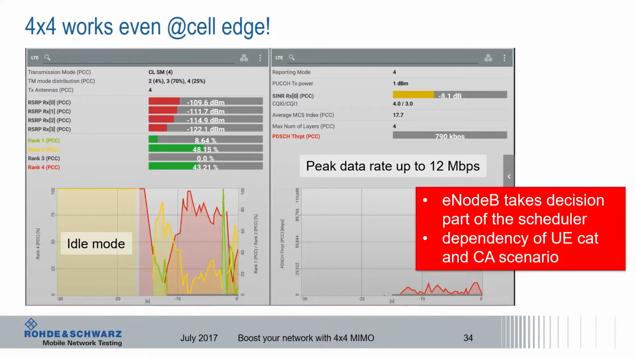Of course, why do we measure a 4x4 at the cell edge? At the end of the day, the base station takes a decision with its scheduler. So it tells the mobile, the UE, which rank to be used in which transmission mode. Therefore it is a little bit out of control for the person who is doing the test, without knowing the holy algorithm of the scheduler. So you need a little bit of luck, and of course you should also go into discussions with your infrastructure supplier to get some more information about this.